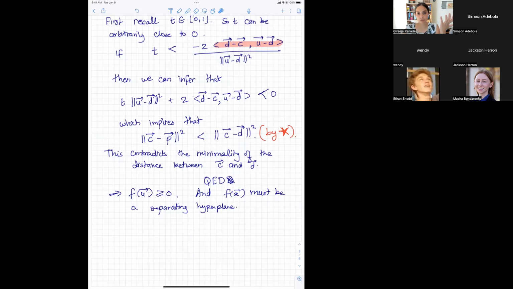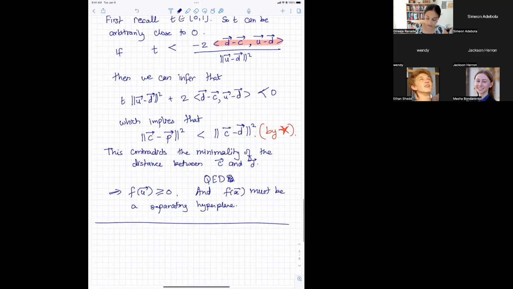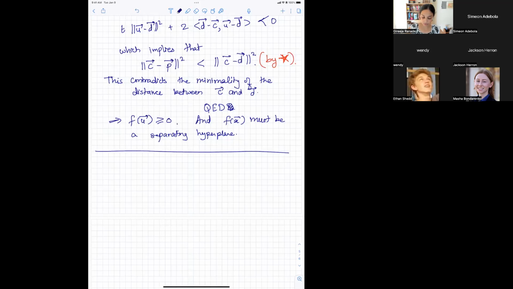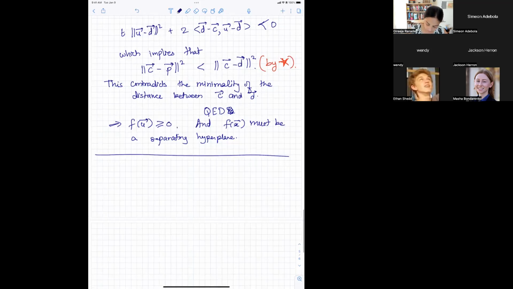Don't worry about memorizing this proof or something. No one will ever ask you to reproduce the entire proof of the separating hyperplane theorem on an exam or something like that. The point is to learn how to turn these geometric intuitions into algebraic proofs. Okay, so that concludes that section. And I will move on now to talking about convex functions.